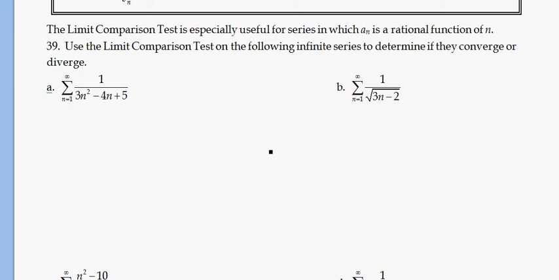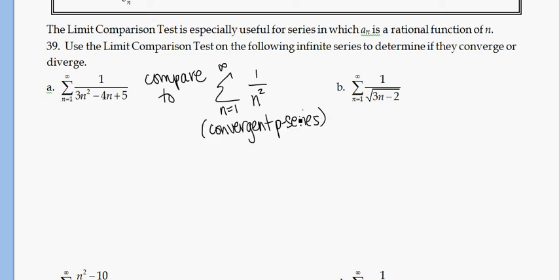So let's look at the first series in part A. Take a moment and think about what you would compare this to. So I would compare it to this p series 1 over n squared. If you said 1/3 and 1 over n squared, that's also fine because you could of course pull out that 1/3. Now, is this a convergent or a divergent series? Again, ask yourself, and the answer is that it's a convergent p series.